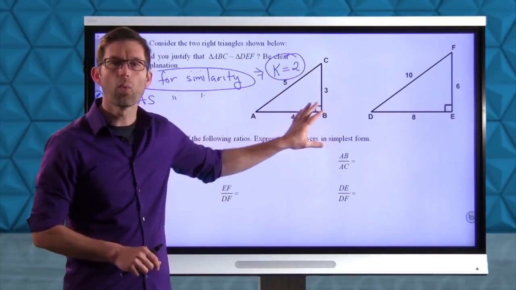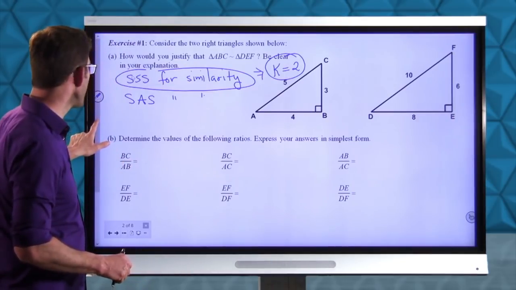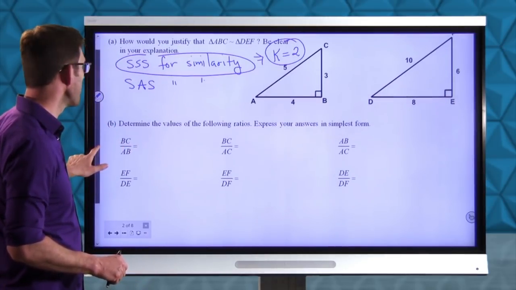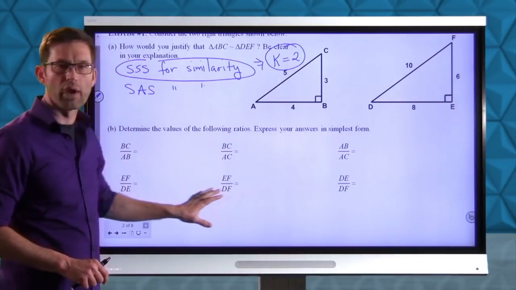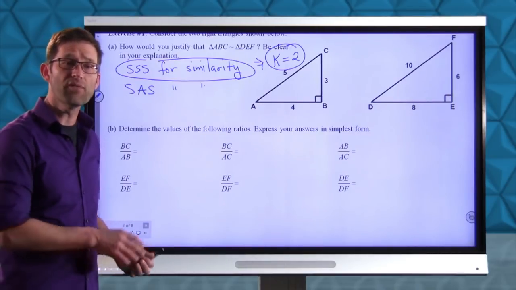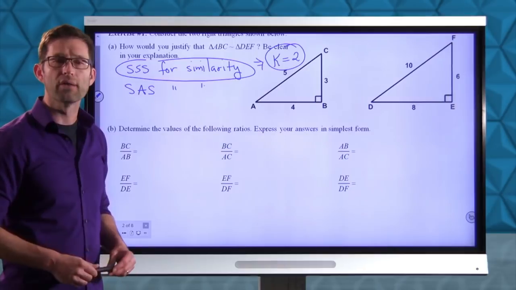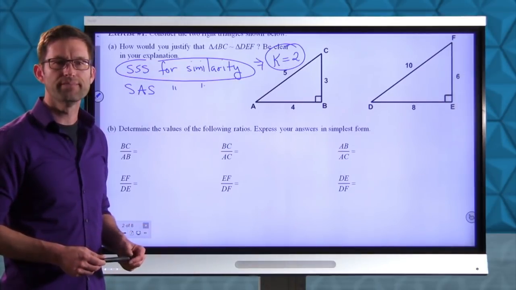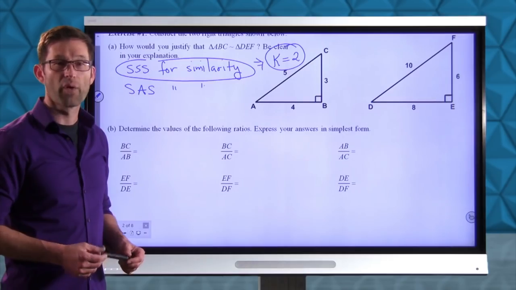But now we're going to look at some different ratios. Ratios where we stick within the triangles. So letter B, very, very easy exercise. What I'd like you to do is work through all of these ratios, and if necessary, because it will be sometimes and won't be other times, simplify them. Write them in simplest form. Why don't you go ahead and do that? Take just a couple minutes. All right, let's go through.